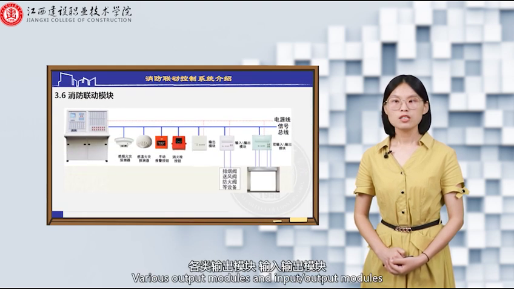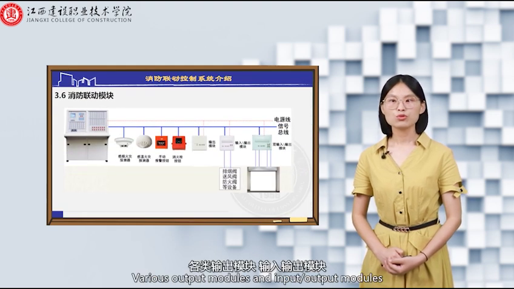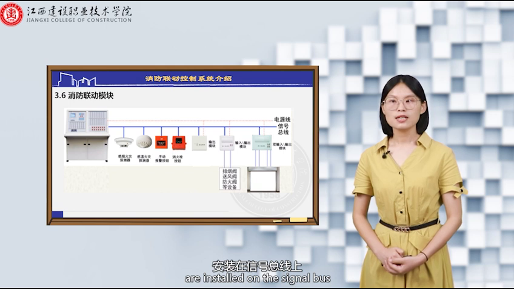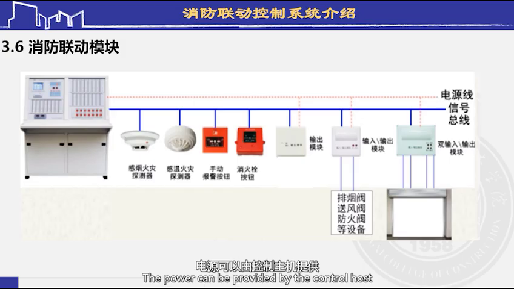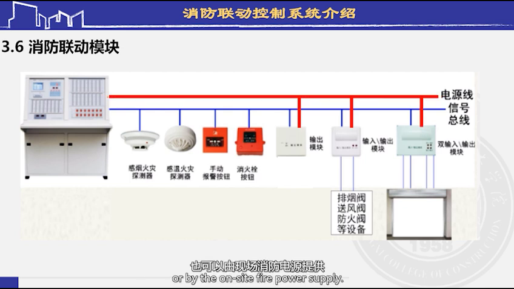Various output modules and input or output modules are installed on the signal bus and usually require power support. The power can be provided by the control host or by the on-site fire power supply.